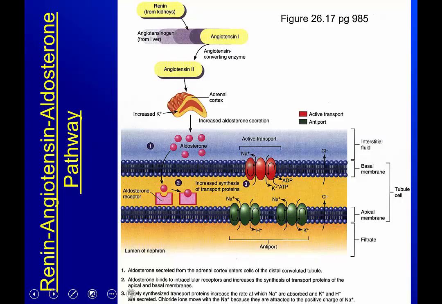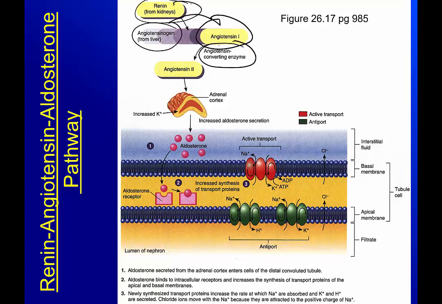Now, if you want a simpler picture of this, this is what's in your book. Renin comes from the kidneys, angiotensinogen from the liver converts it into angiotensin 1, angiotensin converting enzyme converts it into angiotensin 2, which goes to the adrenal cortex, causing it to release aldosterone, which causes sodium channels to be made. Sodium comes in, actively transported from the urine. Okay.